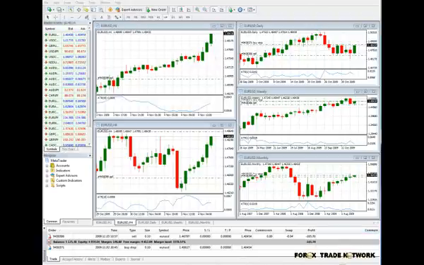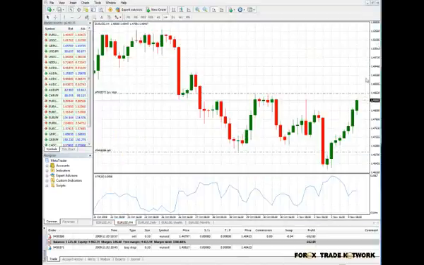Hello and welcome back. We are still short the euro dollar US dollar, and as you can see here, the market has moved against us, and we are down 164 pips currently, and we're watching the market move up towards right here towards our stop.